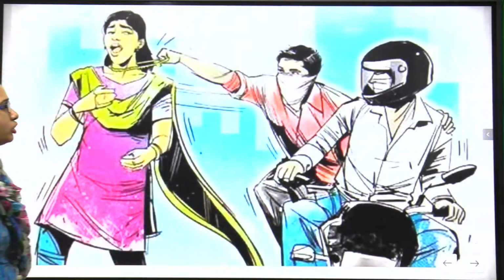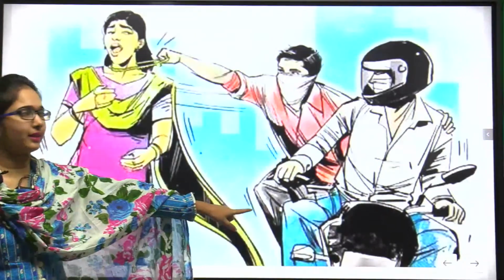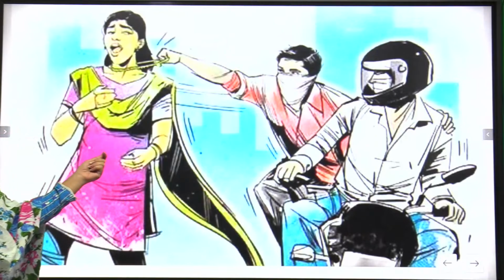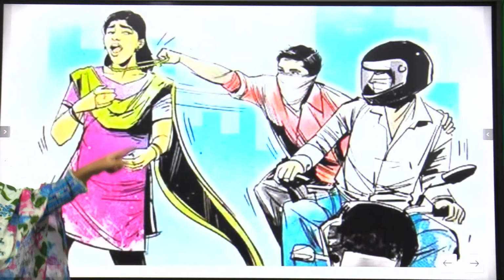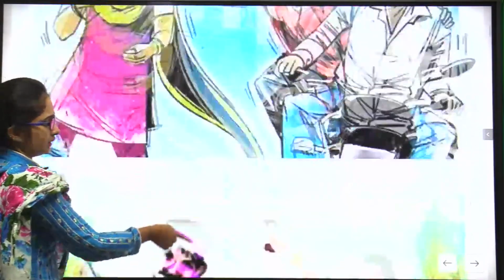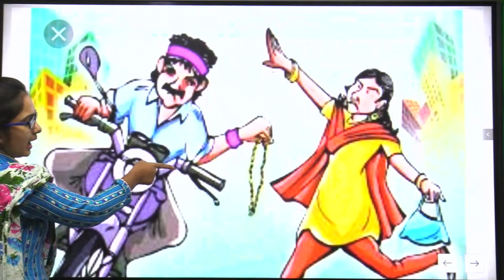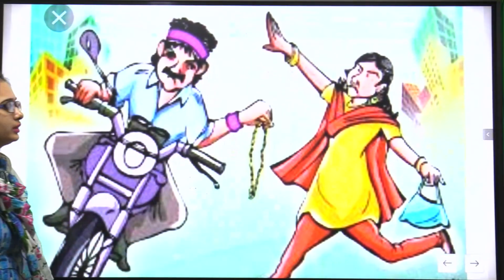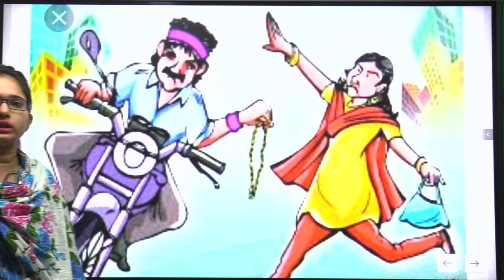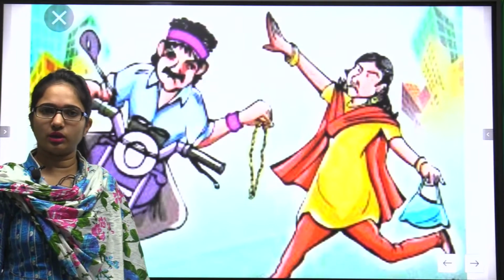In this picture also, the robbers have come there on the bike and they are wearing helmets and they have covered their faces, and the lady was going in the market. They are snatching the chain from her. After this, the next picture is there. See this one, how the lady is running after this man to catch the thief, but as they were on a two-wheeler, she was not able to catch them.